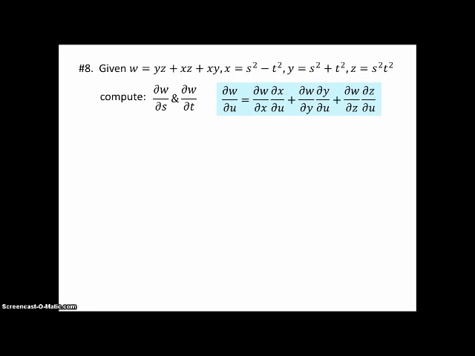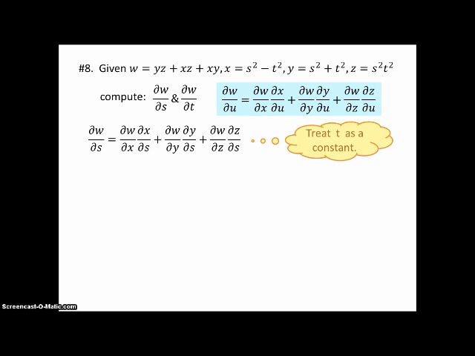So here's the formula with different letters that we're going to use. And so for dw ds specifically, we're going to replace u with s, and the rest stays the same. So we're going to treat t as if it were a constant for all 3 of these, and then in the first set of partial derivatives, we'll also be treating some variables as constants. So let me just write this out and then we'll talk about it.